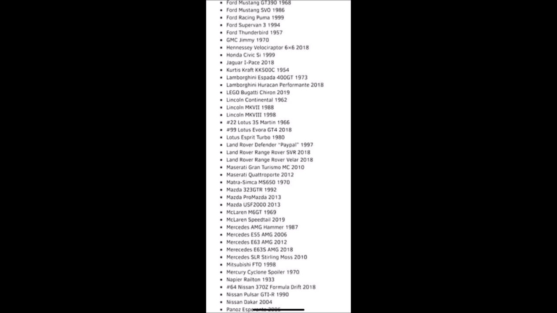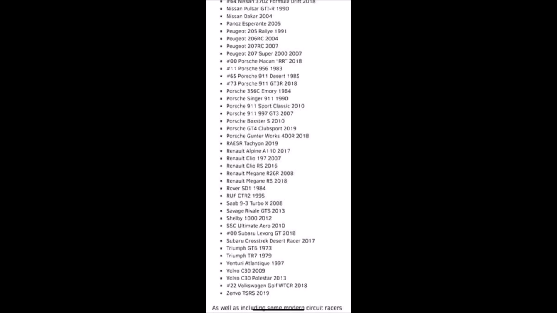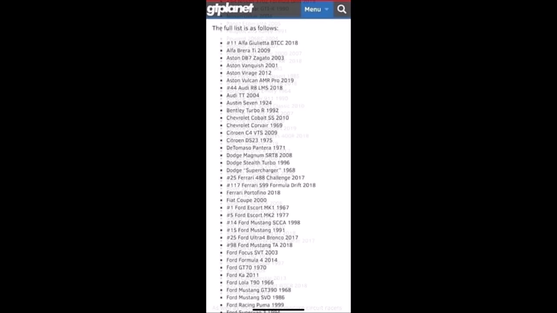So, like I said, I do think there is some sort of legitimacy to this leaked list from the website GT Planet, and it was released back in 2019. Since then, quite a lot of cars that appear on this list have been added in, such as the Ferrari Portofino, the Lamborghini Huracan Performante, even the Napier Railton, and of course the Porsche Gunther Works 400R, and even the Renault Alpine A110 from 2017. That's all been added in, but there are still quite a few on the list that haven't yet been added.